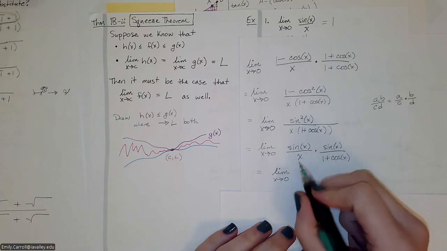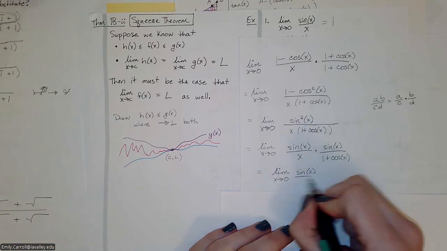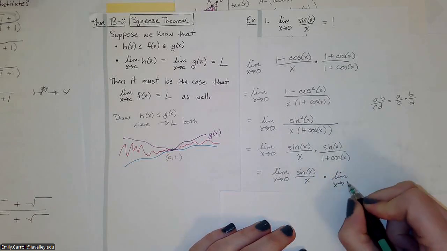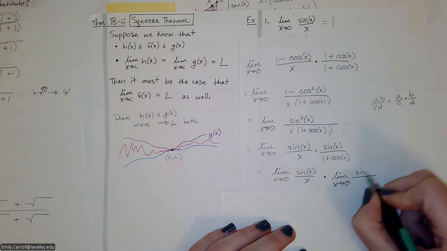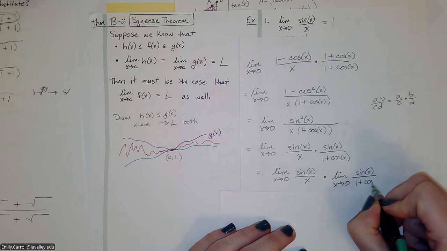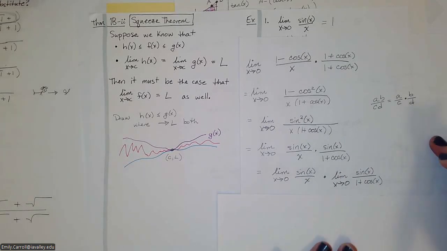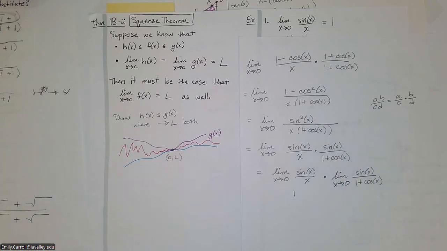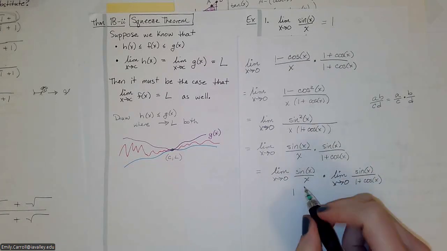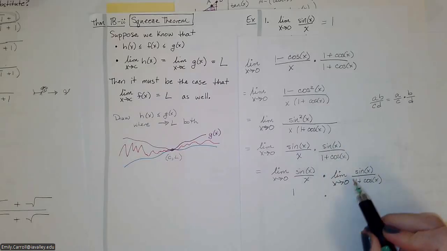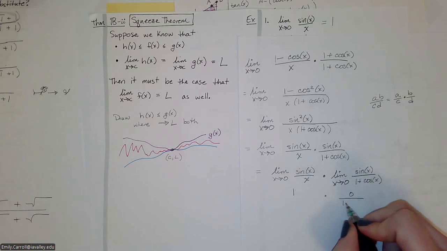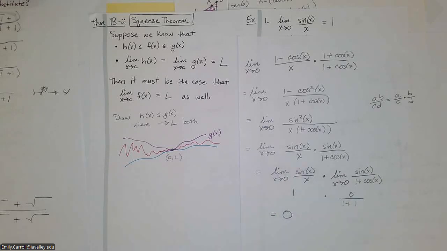Let's say limit as x goes to 0 of sine of x over x. I'll give these each their own limits to contend with. Okay, so this one is 1 from our previous result. This one can be done by direct substitution. So sine of 0 is 0 over 1 plus 1. So this is 0. It all goes to 0.